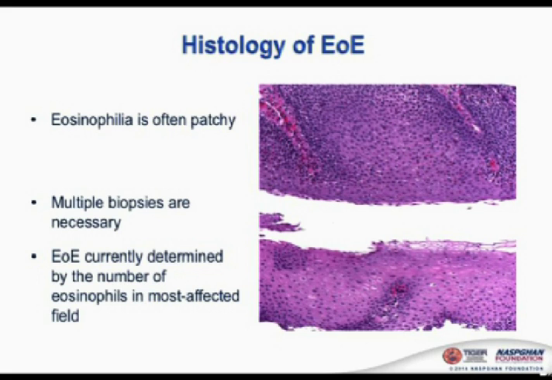Because the esophageal eosinophilia is typically patchy, multiple esophageal biopsies should be taken from both the distal and proximal esophagus. This slide demonstrates the patchy nature of the disease. The top specimen shows a large number of eosinophils, while the bottom specimen, collected only 2 centimeters away from the top specimen, is completely normal. Again, multiple biopsies are necessary throughout the esophagus.